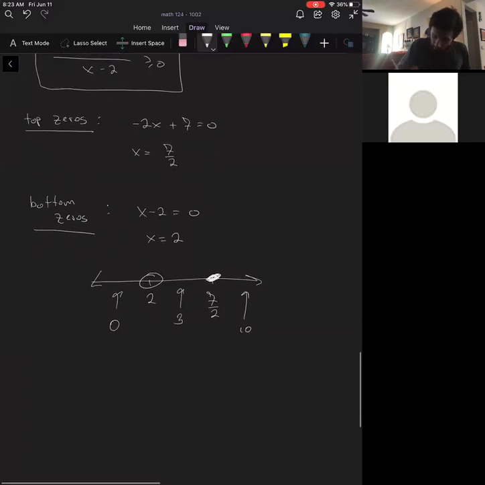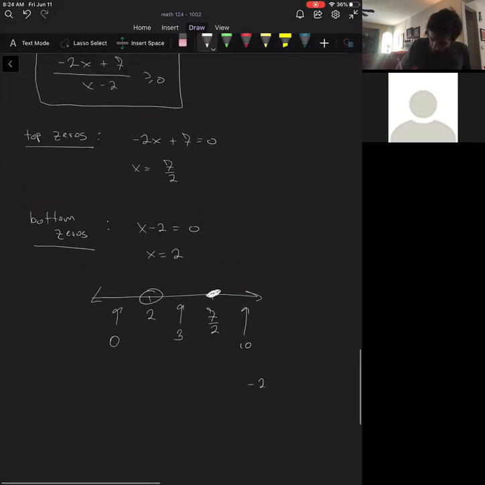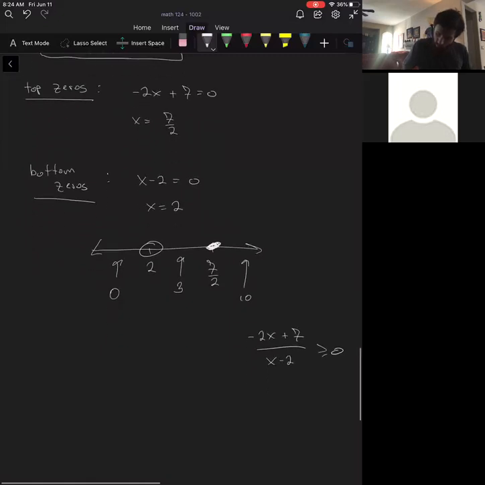And so again, we're plugging that into minus 2x plus 7 over x minus 2, bigger than or equal to 0. So if we plug in 0, the top is going to just be 7, so that's positive. And if we plug in 0 on the bottom, we get minus, so this is going to be negative. If we plug in 3, the top will be positive again, and the bottom will be positive, so we get positive. And if we plug in 10, the top is going to be negative, and the bottom is going to be positive, so we get negative.